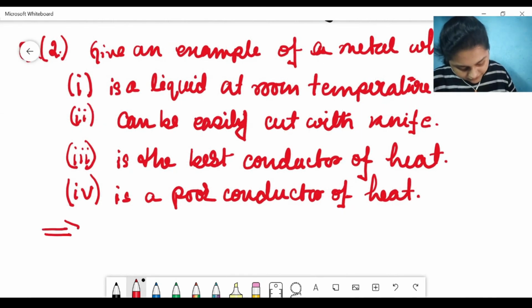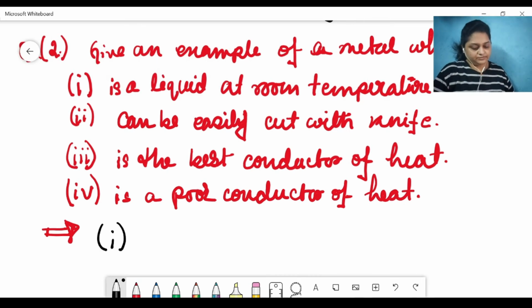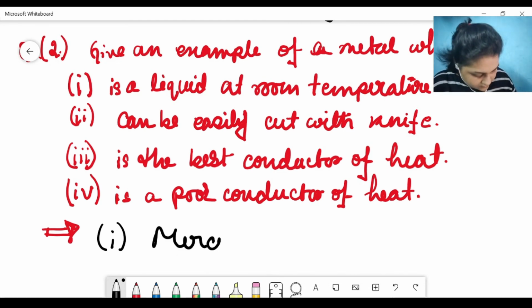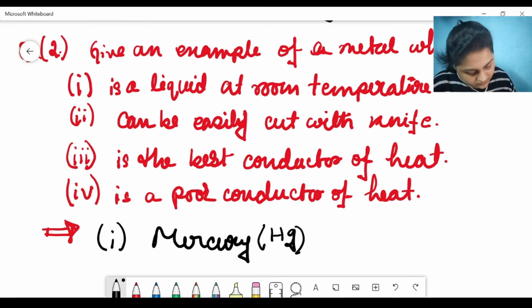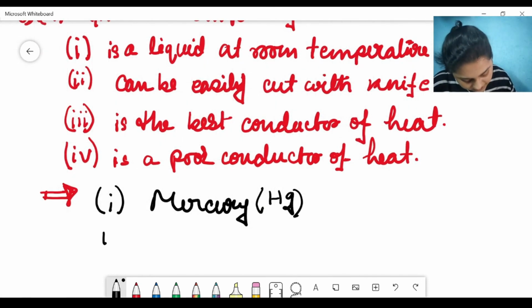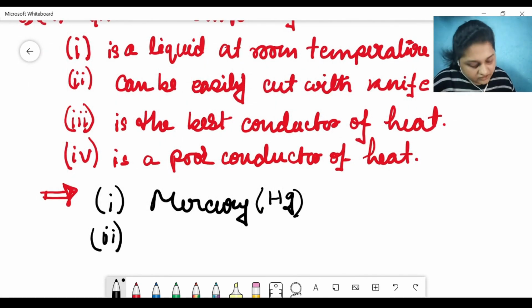The answer for the first one, an example of a metal which is liquid at room temperature: the metal we all know is mercury, Hg. The answer for the second question, a metal that can easily be cut with a knife: there are two very well known metals, one is sodium, another one is potassium.